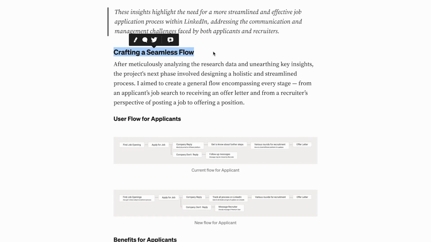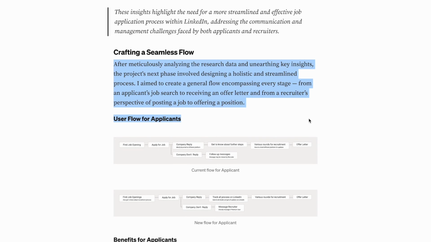Now, crafting a seamless flow. After meticulously analyzing the research data and unearthing key insights, the project's next phase involved designing a holistic and streamlined process. I aim to create a general flow encompassing every stage from an applicant's job search to receiving an offer. This is supposed to be the first thing that you should have done. When you speak to users, you will then understand what is the current flow that applicants follow and what is the current flow that recruiters follow.